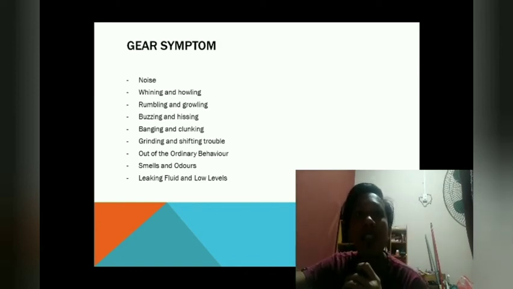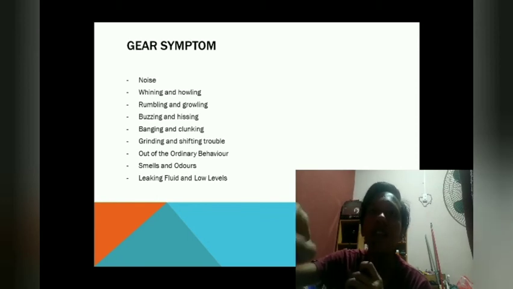The next one is smells and odor. A light smell of burning, leaving a sweet and tart fragrance in your vehicle, may indicate it's time for you to change the transmission fluid. If the fluid is not keeping the system properly lubricated, then it's time for a change to prevent the unit from burning itself out.